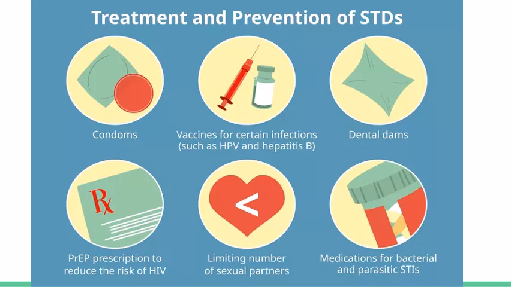Viral STIs, including HIV, herpes, and hepatitis B, cannot be cured but are managed with antiviral therapy. These medications help control symptoms, reduce viral loads, and prevent disease progression. HIV, for example, is treated with antiretroviral therapy, which enables individuals to live healthy lives while minimizing their transmission risks.